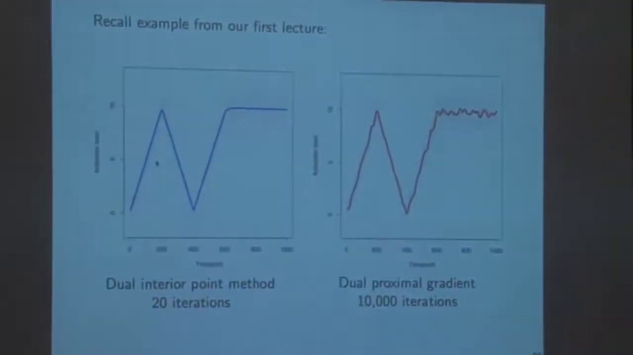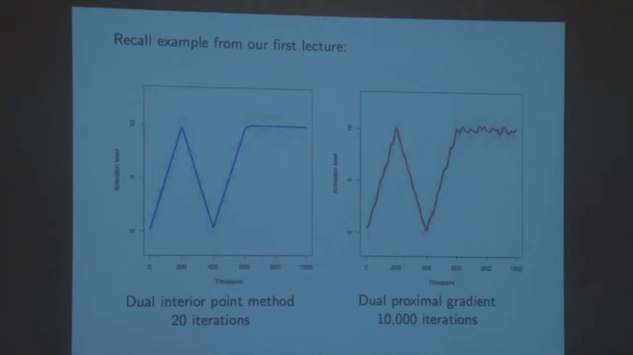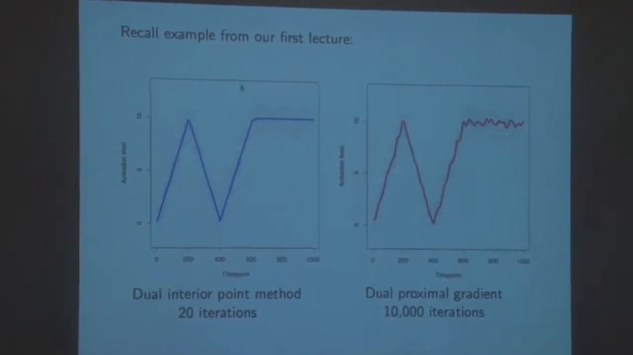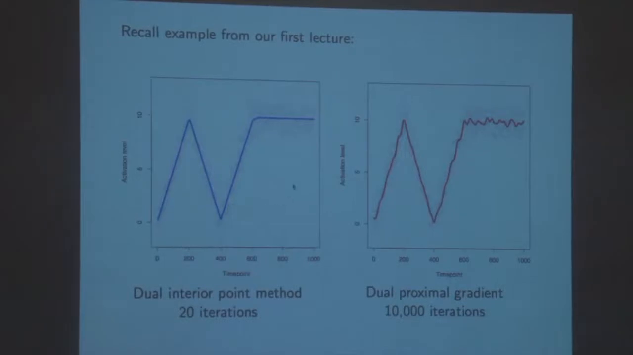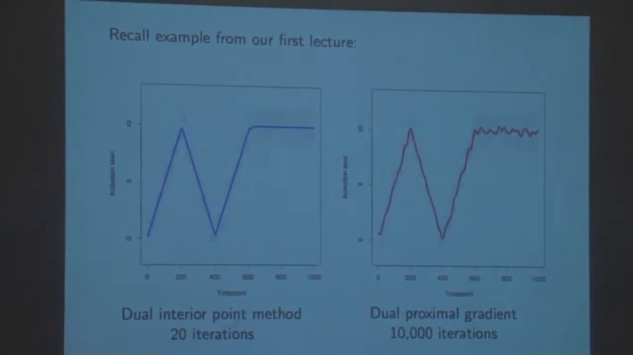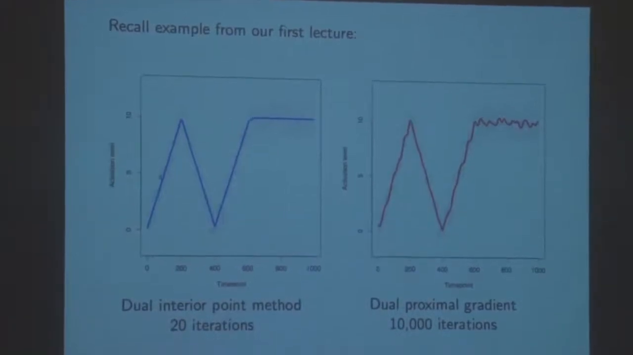So this was an example we saw in the first lecture, just revisited now in detail, right? Because we actually studied the individual components of each algorithm. With the dual interior point method, I ran the barrier method in this example on the dual of the linear trend filtering problem with the Gaussian loss. And after 20 iterations, this is the iterate that I found. And with 10,000 iterations of proximal gradient in the dual, this is what I got. And we know that this is not the right structure of the solution. The solution should be piecewise linear.